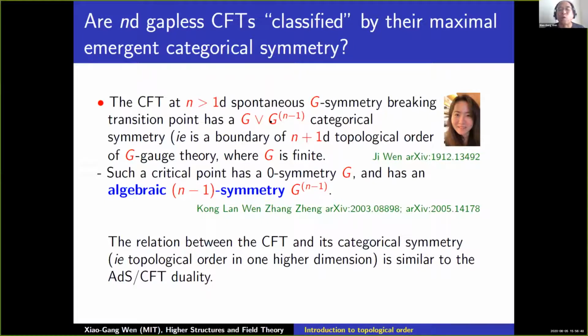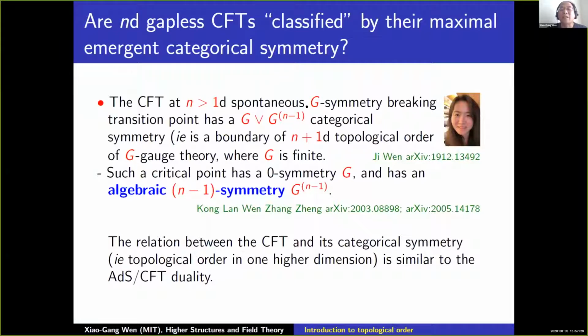And this is not described by a group, because higher symmetries are described by higher groups, but this one is not described by a higher group. So actually this critical point has this kind of categorical symmetry. And this also works in 1+1D. However, in 1+1D, this one is not maximal. In higher dimensions we don't know, but this one may be maximal. So therefore, this symmetry breaking transition corresponds to this kind of categorical symmetry.